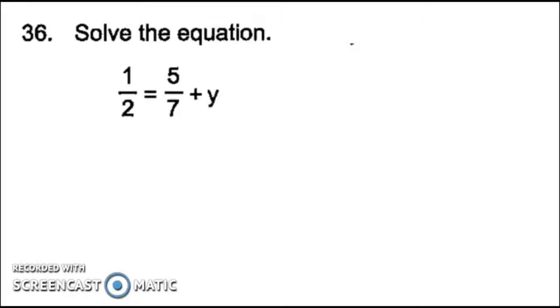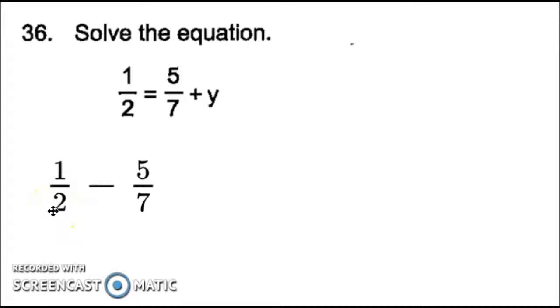Okay, number 36. You're being asked to solve the equation. Notice how we have two fractions in here. 5 over 7 is being added to y. To get the y by itself, we need to subtract 5 over 7 to the other side. So we'll have 1 minus 5 over 7. To subtract fractions, we got to make the denominators the same. We can make them both 14.